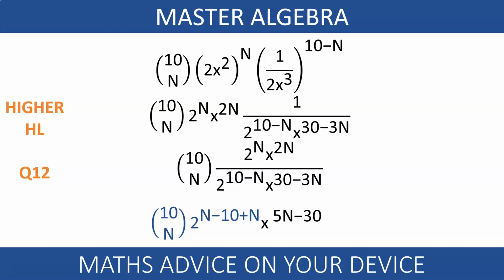If we want to figure out the value of n that makes this constant, well, the power has to be 0, because x to the power of 0 is 1, but x raised to any other power will return some x's. 5n minus 30 is 0 when n equals 6. Substituting n equals 6 into our expression returns 840. That is the independent term of our binomial, the one that contains no x in it.